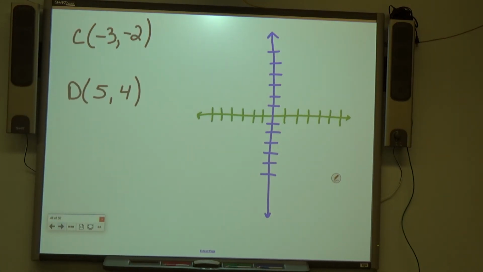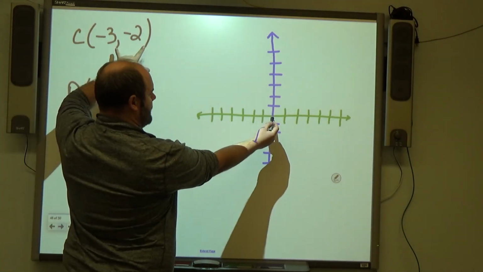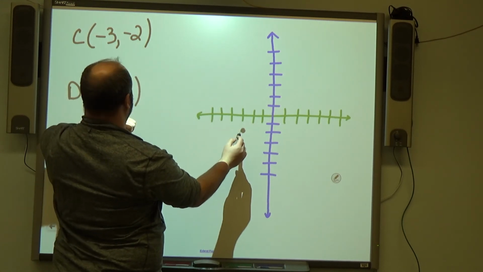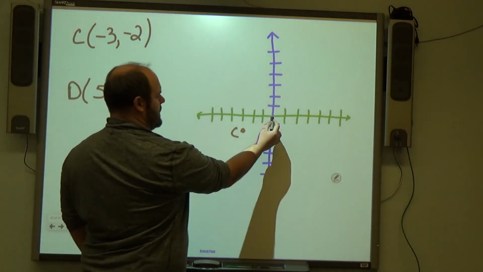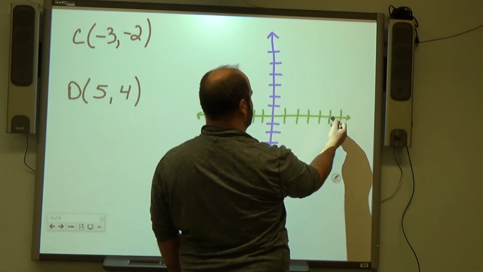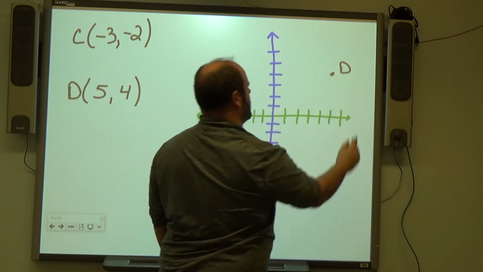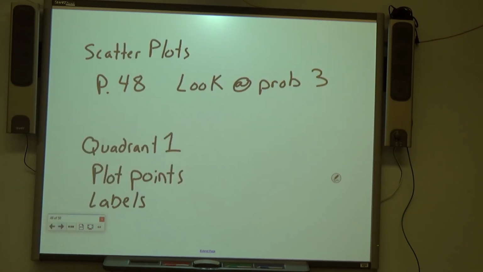Here's your next one. And if you want to try them before you see the answer, go ahead and push pause now. Okay, -3, -2. I move left 3, 1, 2, 3, and -1, 2. There's my first point, which is point C. It is also in quadrant 3. 5, 4. I go right 5, 1, 2, 3, 4, 5, and then up 4. Somewhere in there. And it is point D. So we're just plotting points right now. Okay?